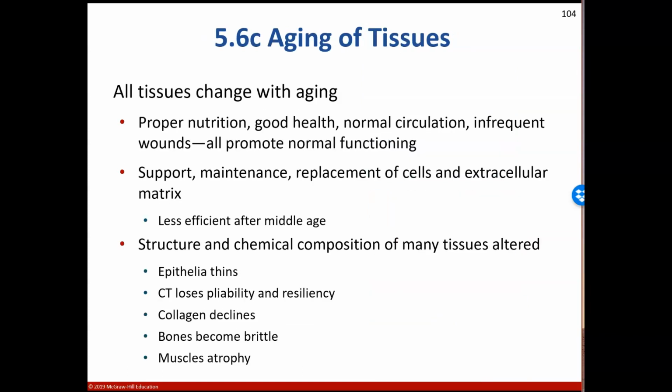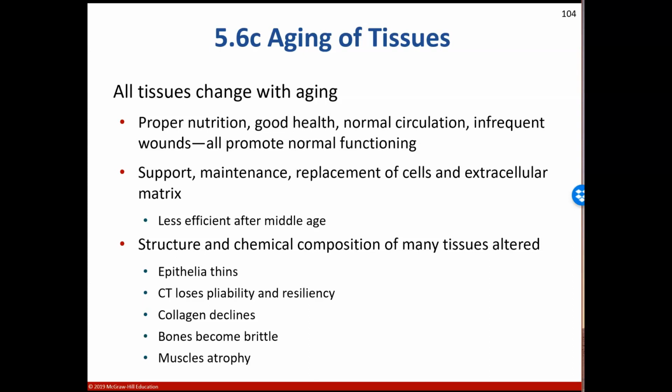And next we're going to discuss aging of tissues. All of our tissues are going to change as we age. We want to get proper nutrition, good health, normal circulation, and of course not have any wounds take place in order to have normal functioning. And support, maintenance, replacement of our cells, and that extracellular matrix should all be taken care of in order to get that normal functioning as well. But after we hit our middle age, we start to see that these structures or these functions become less efficient. And the structure and chemical composition of a lot of our tissues become altered.